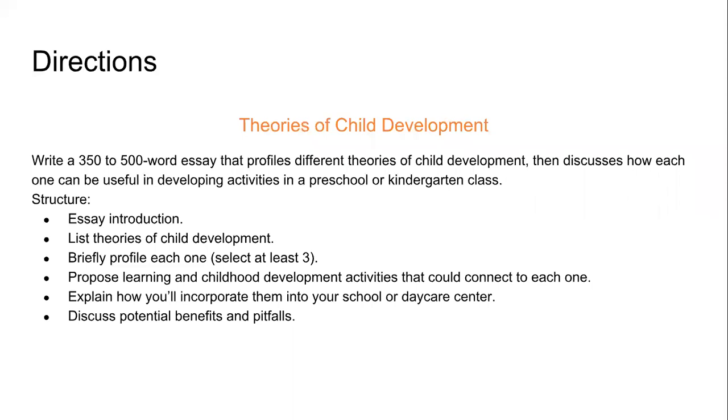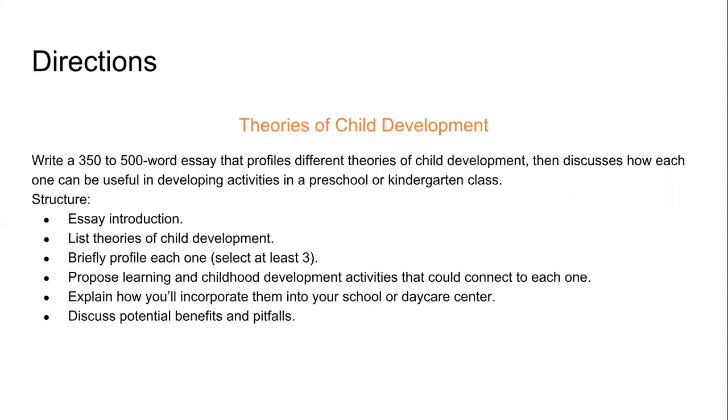And so with this assignment, you're going to get graded on your introduction. So introducing, this is what I'm going to be talking about. This is how I'm going to develop it and add it into a class. You need to list the theories that you're going to talk about and need to pick at least 3 of them. So we'll say whichever 3 and list them out, and then briefly talk about each one. So explain what each one is about and what each one says about the development of a child.